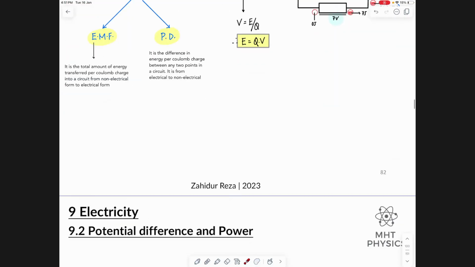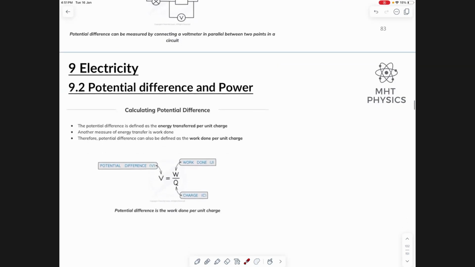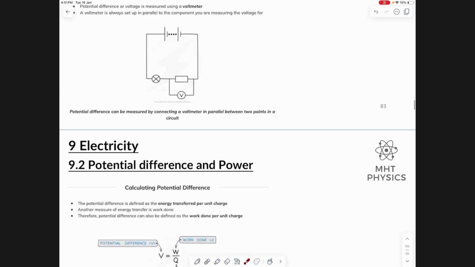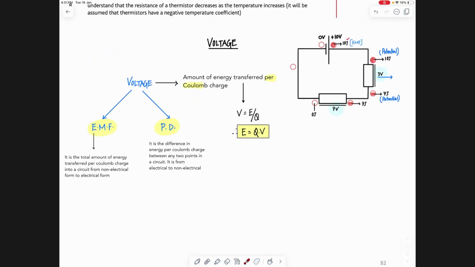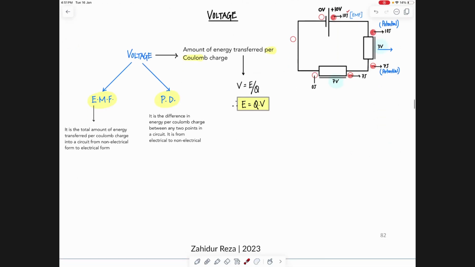There's a page on voltage, I'll tell you. Page 80, either 84 or 82, any one of these places. There are a few papers shown.